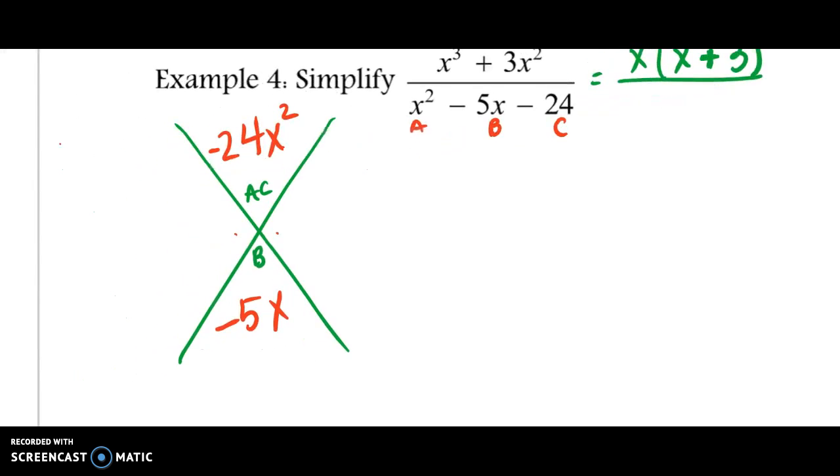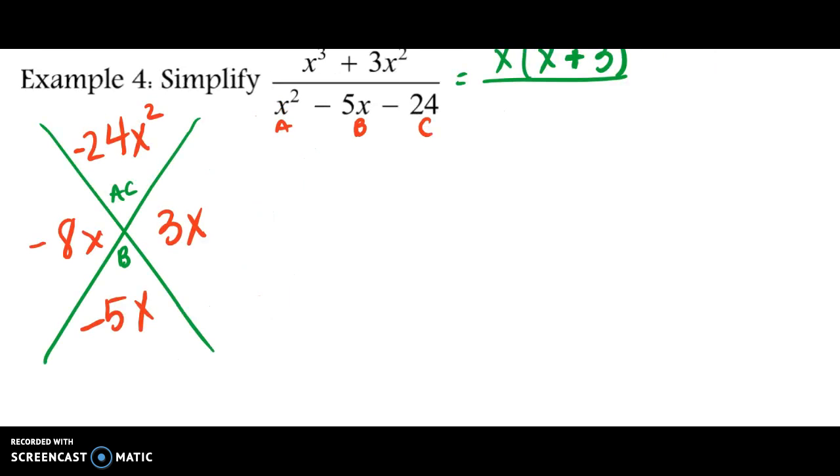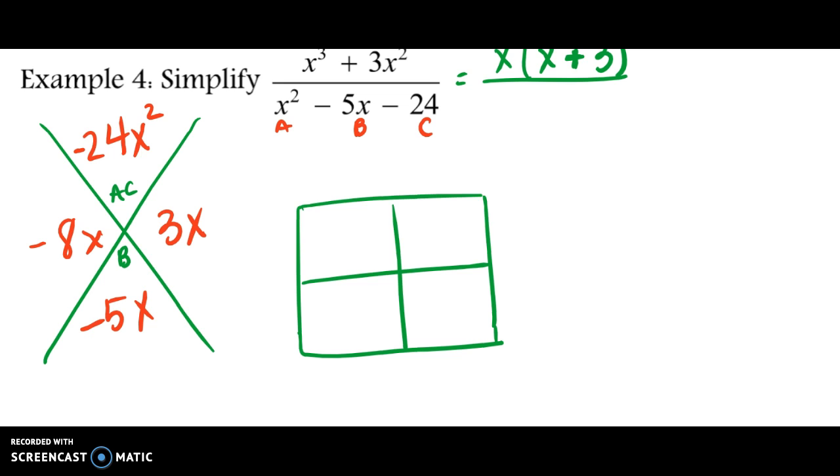So let's figure out what two numbers we can use from 24. By using negative 8x and positive 3x, if I multiply those two out, I get negative 24x squared. If I add those two, I get negative 5x. Now go ahead and draw your box. We're going to do the reverse box method. Remember that A goes in here, and C goes in here, and then in here we write these two new values that we got.